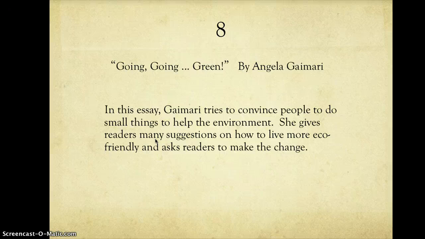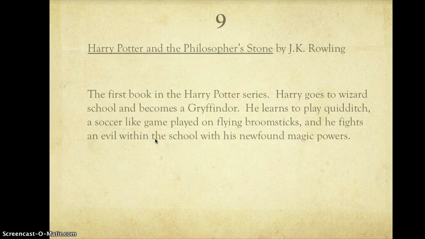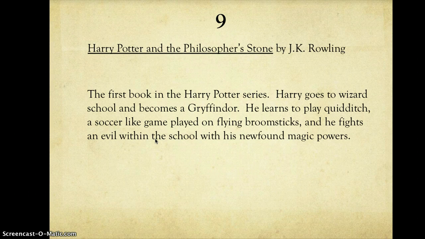genre, subgenre. Number 9, Harry Potter and the Philosopher's Stone by J.K. Rowling. The first book in the Harry Potter series, Harry goes to wizard school and becomes a Gryffindor. He learns to play Quidditch, a soccer-like game played on flying broomsticks, and he fights an evil within the school with his newfound magic powers. Genre, subgenre.